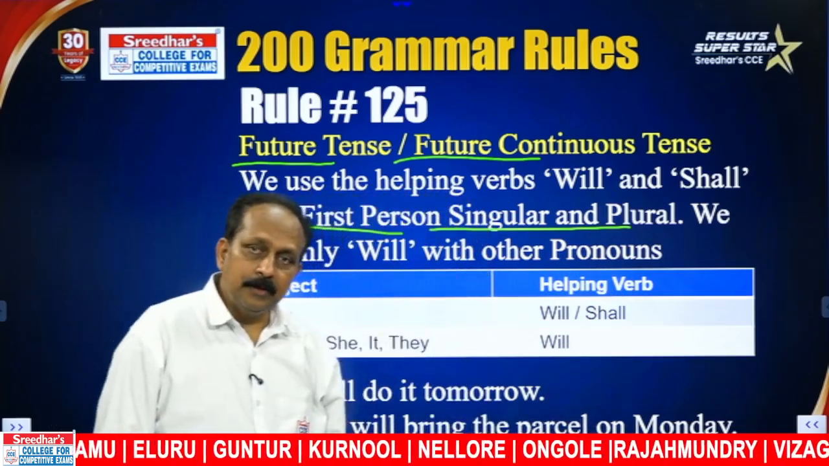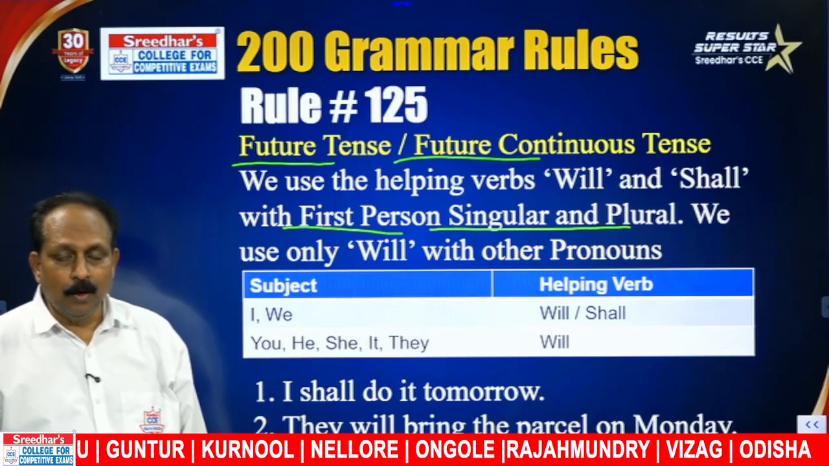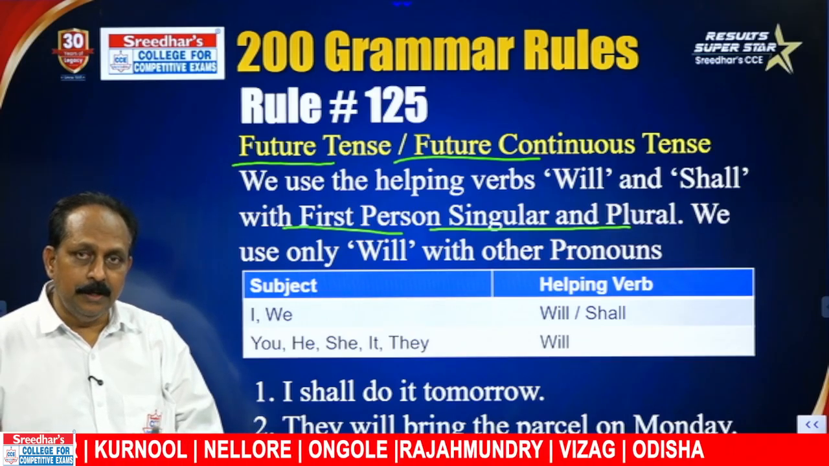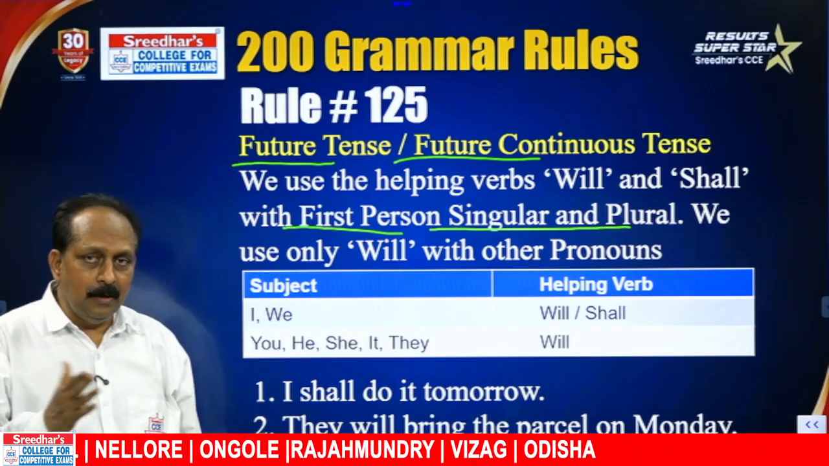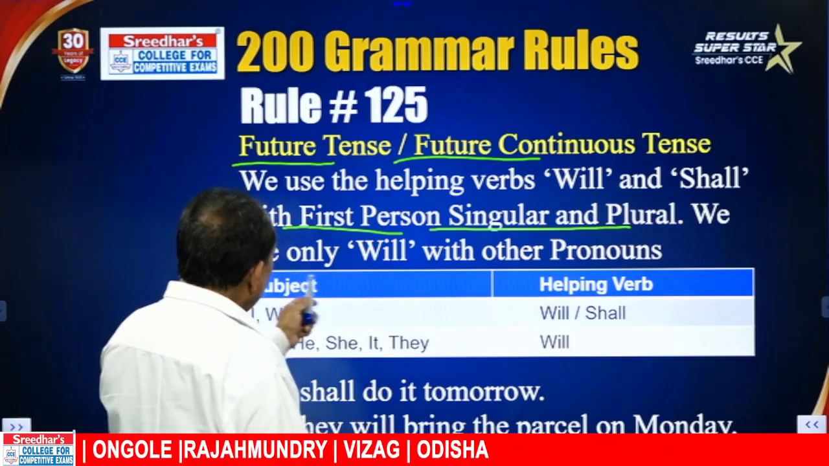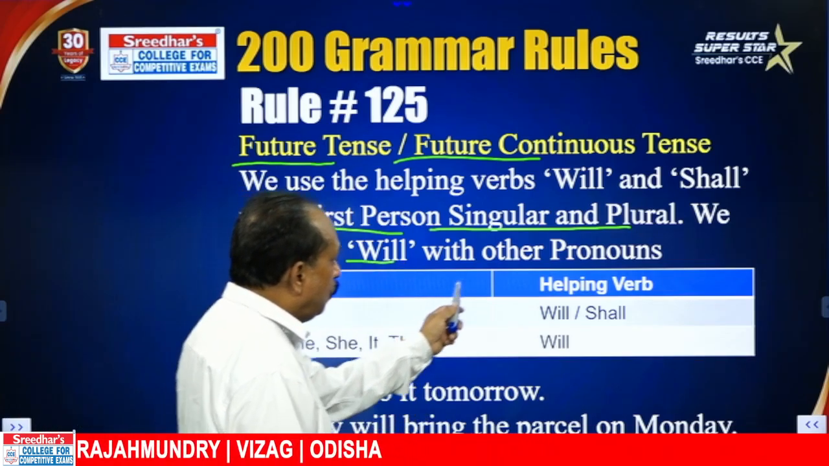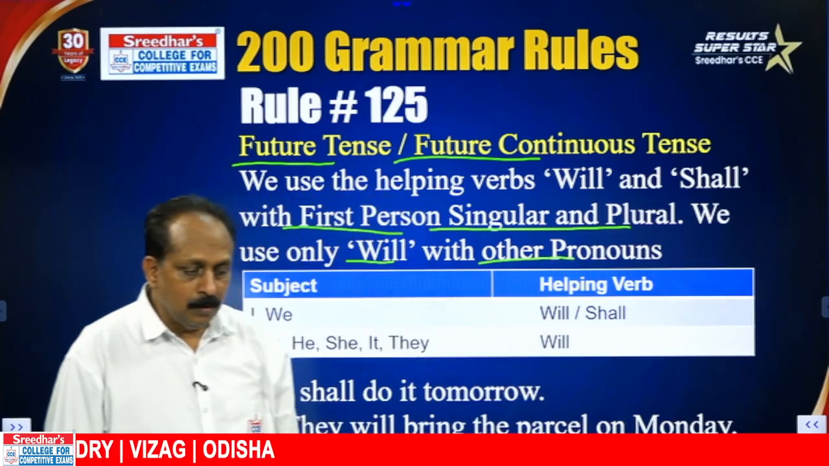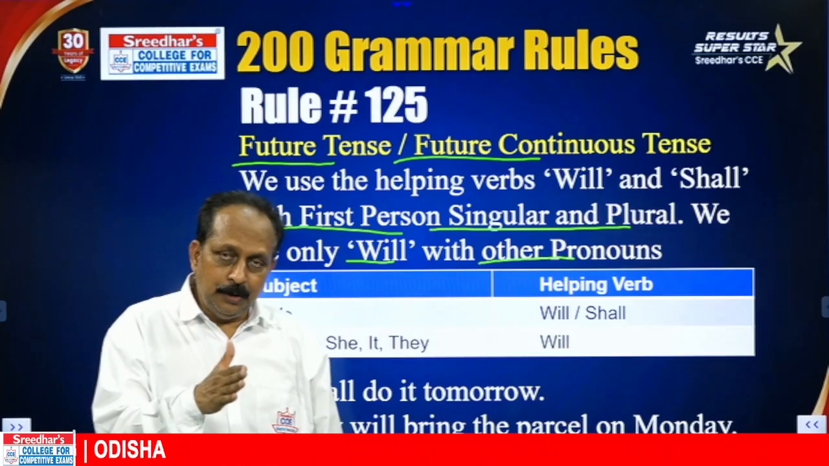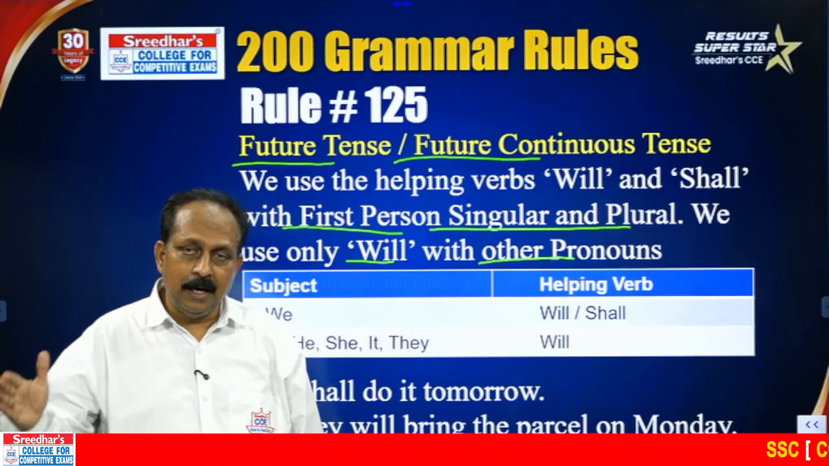What is first person singular? I. What is first person plural? We. With these two, we can use will or shall. We use only will with other pronouns. What are the other pronouns in a systematic way? You, he, she, it, and they.